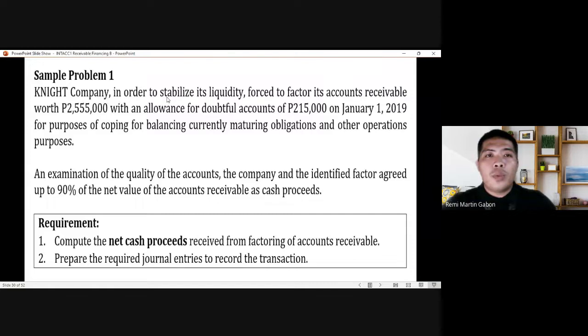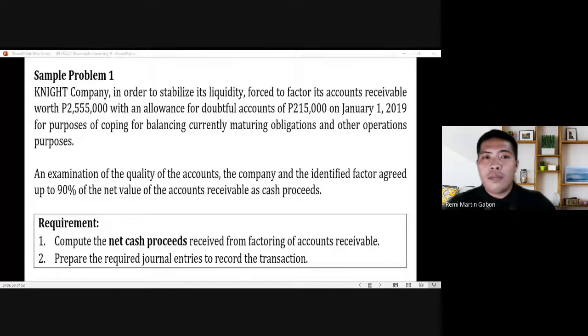Night company, in order to stabilize its liquidity, forced to factor its accounts receivable with a worth 2,555,000 with an allowance for doubtful accounts of 215,000 on January 1, 2019 for purposes of coping, for balancing currently maturing obligations and other operation purposes. Examination of the quality of the accounts. The company and the identified factor agreed up to 90% of the net value of the accounts receivable as cash proceeds. Requirement to compute the net cash proceeds received from factoring and prepare required journal entries to record the transaction.